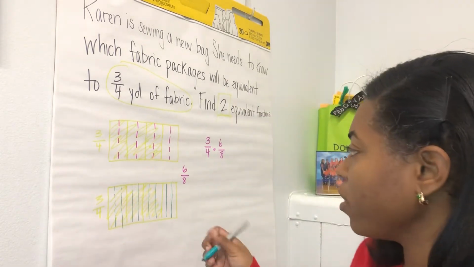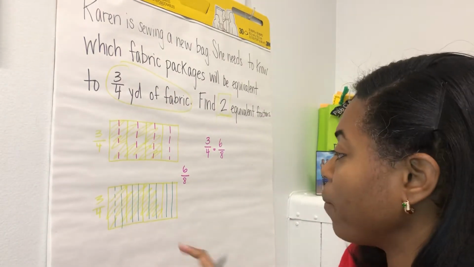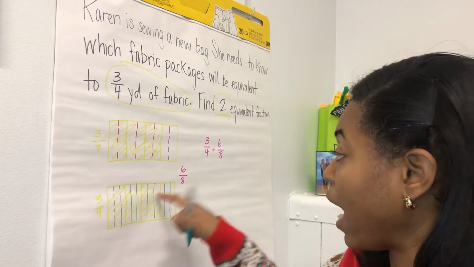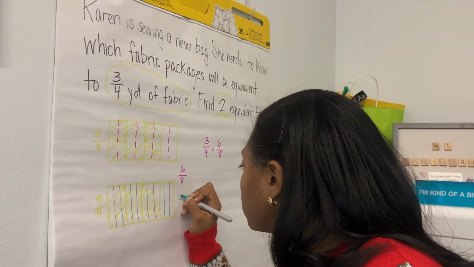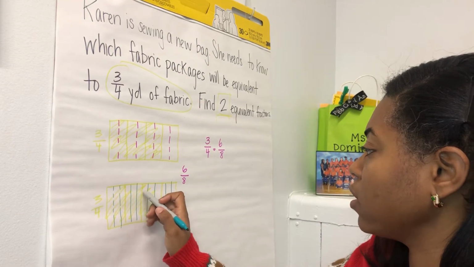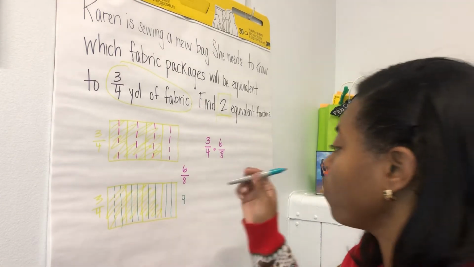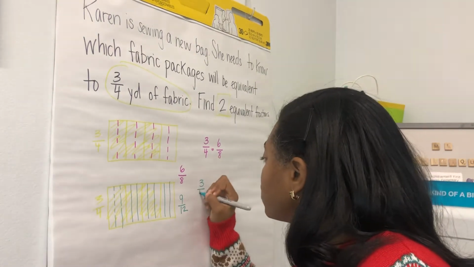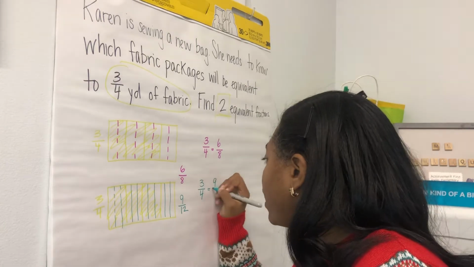So I partitioned all the pieces. So let me think, what's my new fraction? How much is shaded? 1, 2, 3, 4, 5, 6, 7, 8, 9 pieces are shaded. How many total pieces are there now? 1, 2, 3, 4, 5, 6, 7, 8, 9, 10, 11, 12. 12. So 3/4 is also equivalent to 9/12.